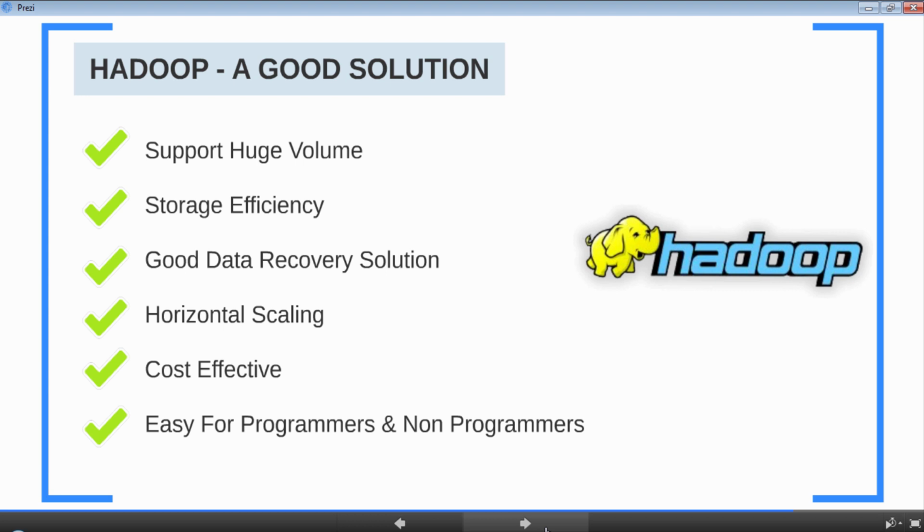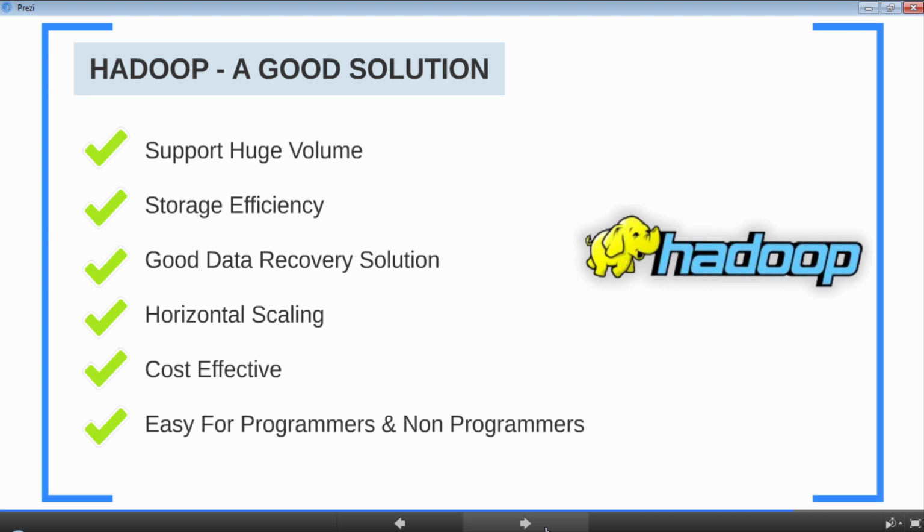This is exactly what Hadoop offers. It can handle a huge volume of data. It can store data efficiently in terms of both storage and computation. It has a good recovery solution for data loss in place. It can horizontally scale, and that is very important. So as your data gets bigger, you can add more nodes and everything will work seamlessly. It's that simple. It is cost effective, meaning we don't need any specialized hardware to run Hadoop, and hence it's great even for startups. Finally, it's easy to learn and implement.